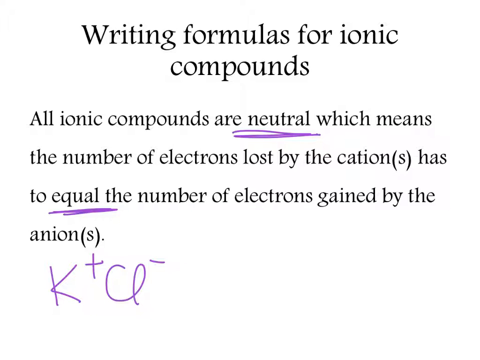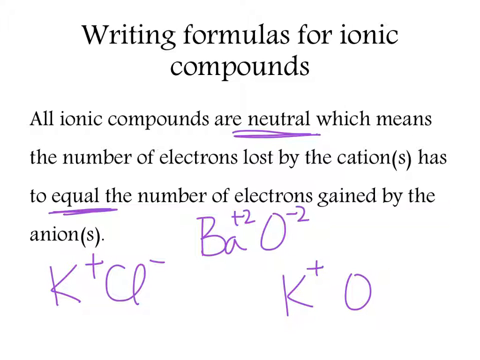Or we had Ba wants to lose 2 electrons, so it's Ba 2+. Oxygen wants to gain 2 electrons, so it's O 2-. And again, we've got opposite charges attracting and charges canceling. We also had things that had multiples. If you have K with O, K wants to lose only 1 electron and oxygen wants to gain 2 electrons. So we're going to have 2 of the Ks so that we can lose enough electrons so that the oxygen can gain them. So let's look at how to write formulas with this.